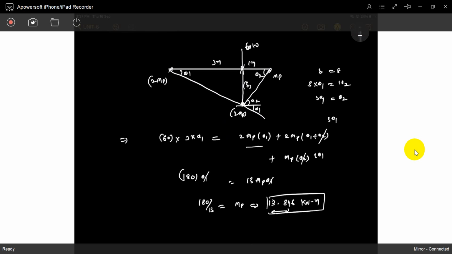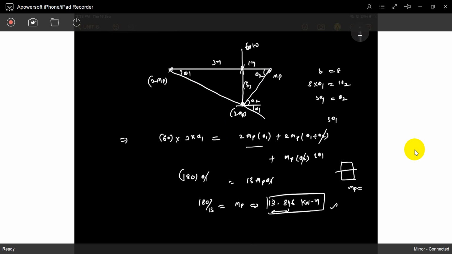We can find out the moment carrying capacity, not exactly the moment carrying capacity, the plastic moment: 13.846. That means, if we select the cross sections such that the capacity MP is 13.84 or greater, then only it's safe. If it is less than 13.84, it is a failure.